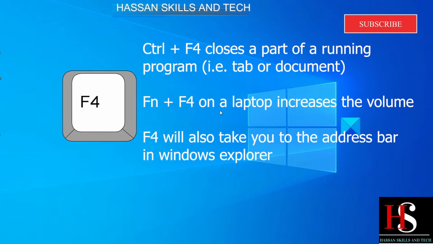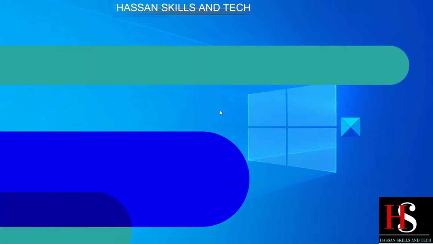On your laptop, if you were to press Fn and F4, this will increase the volume of your laptop. Pressing F4 will also take you to the address bar in Windows Explorer. And in some applications, F4 opens a full screen window.